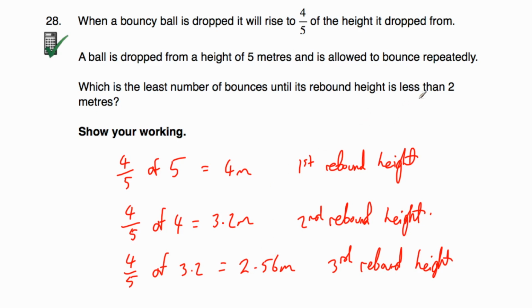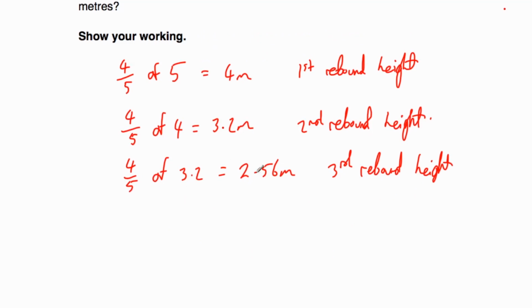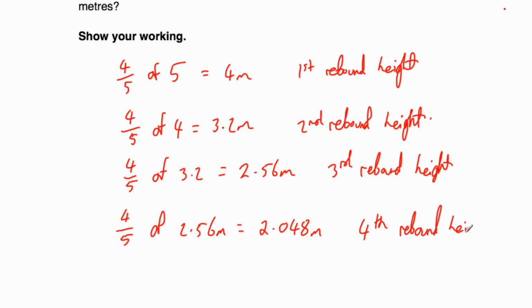We want to carry on until it's less than 2 meters, so let's carry on. So now let's work out 4/5 of 2.56 meters. Hopefully this is going to be less than 2 meters, so we'll divide by the bottom, so divide by 5, that's equal to 0.512, and multiply by 4 is equal to 2.048 meters.